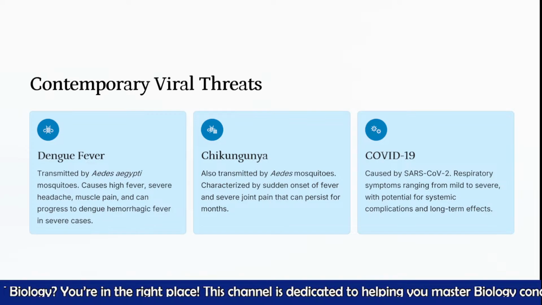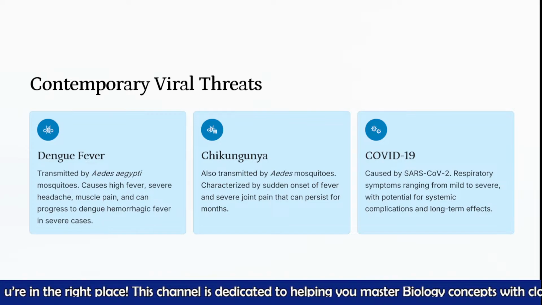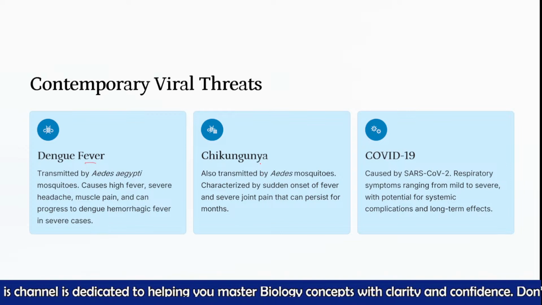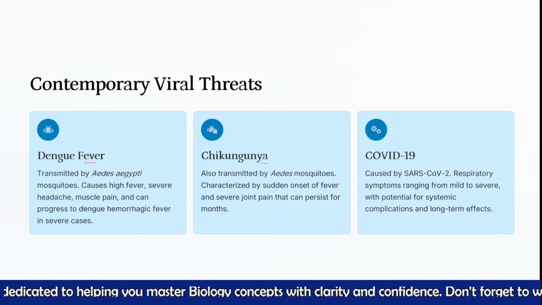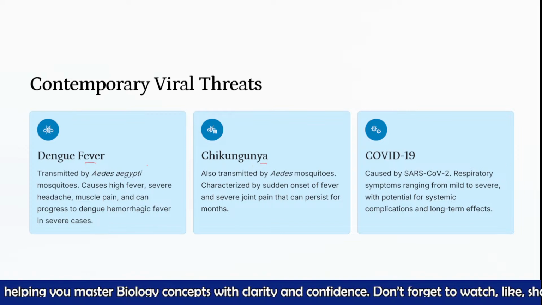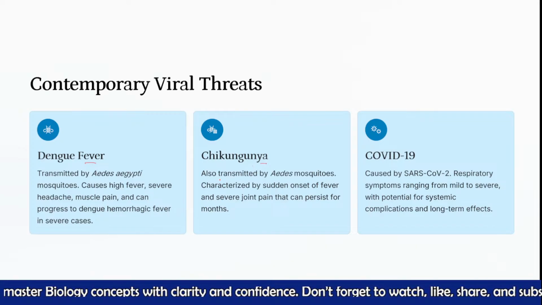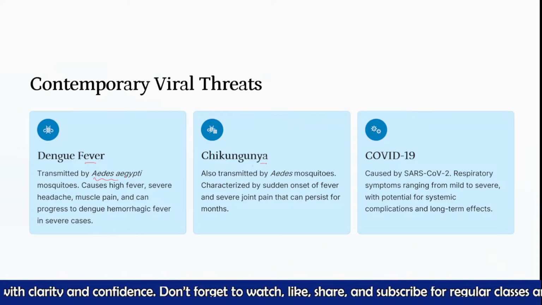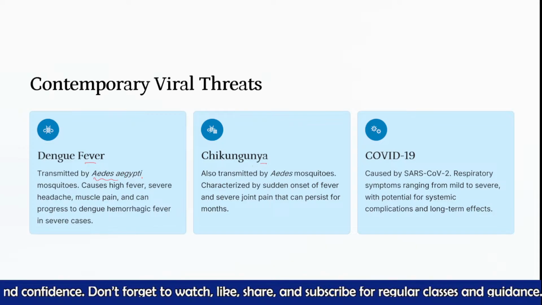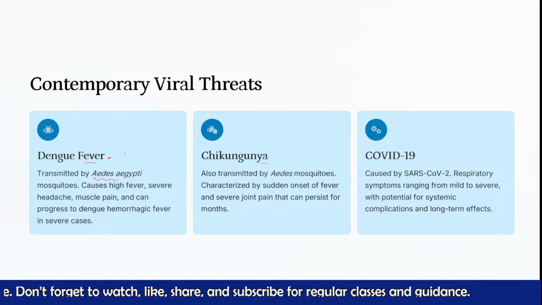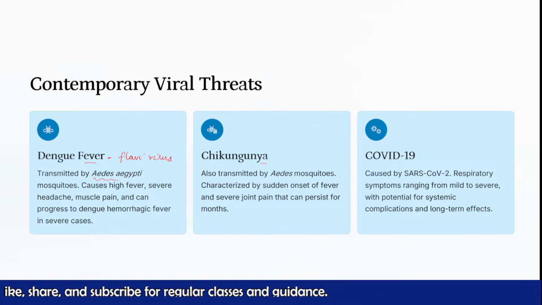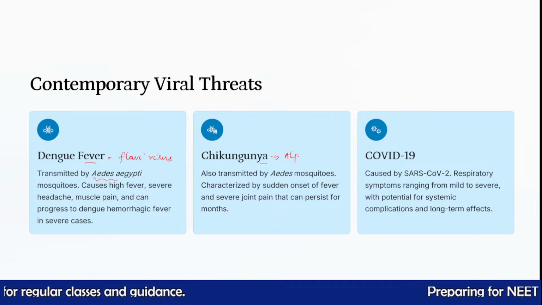Nowadays, there are a lot of reports regarding viral diseases like dengue fever, chikungunya, and COVID-19. Dengue fever and chikungunya are both vector-borne diseases spread by the Aedes mosquito. Dengue fever is caused by the flavivirus. Chikungunya is caused by the chikungunya virus, an alphavirus.